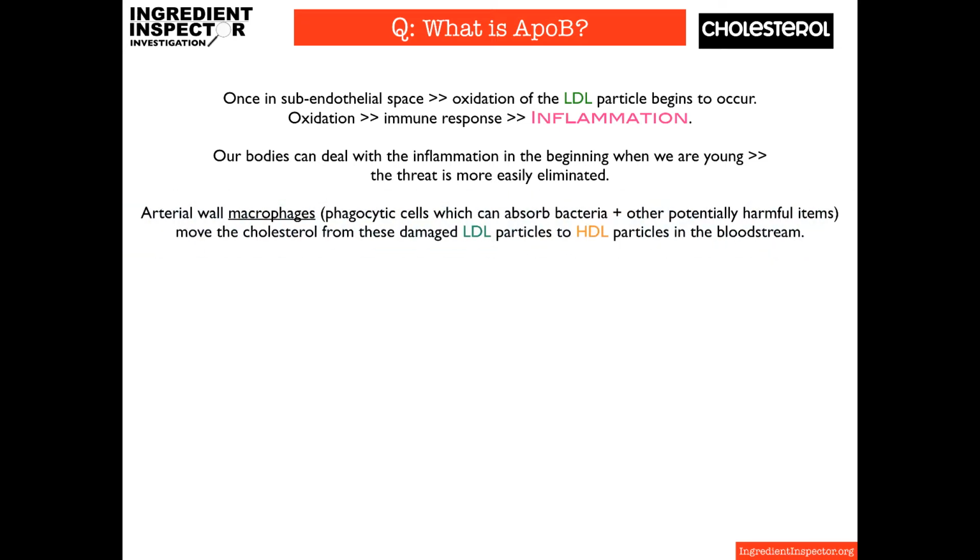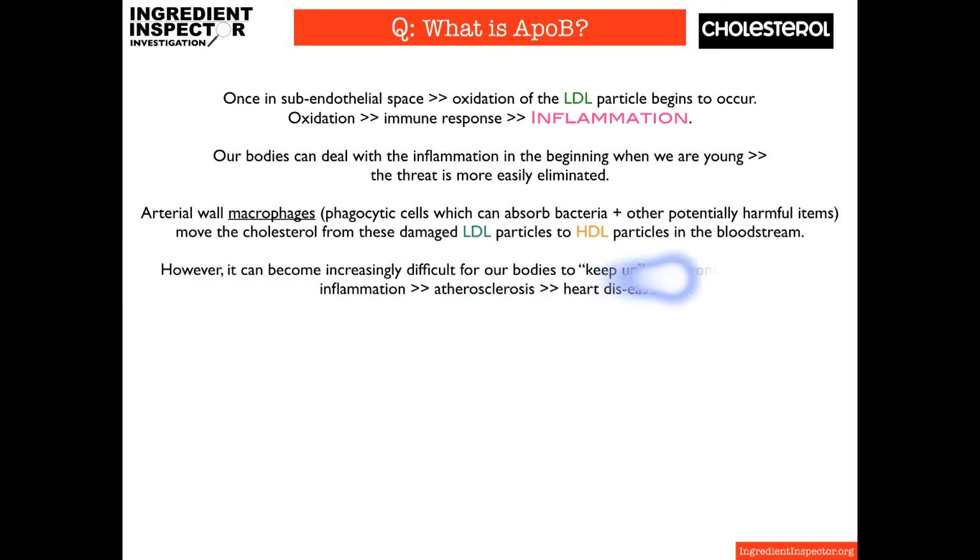Arterial wall macrophages, which are phagocytic cells that can absorb bacteria and other potentially harmful items, can actually move the cholesterol from these damaged LDL particles to HDL particles in the bloodstream. However, it can become increasingly difficult for our bodies to keep up. Chronic, or all-the-time, inflammation leads to atherosclerosis, which leads to heart disease.